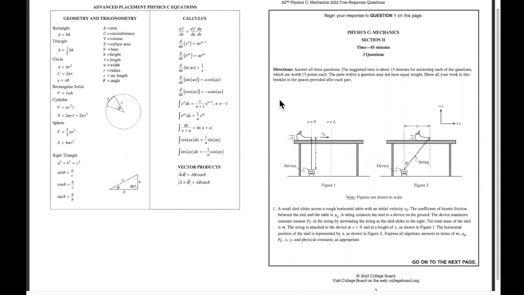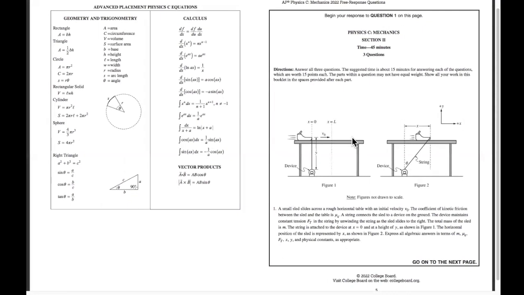So for question number 1, again, a very similar situation here. A small sled slides across a rough horizontal table with some initial velocity. There's some kinetic friction. And the device that is attached to the ground maintains constant tension in the string by unwinding the string as the sled slides to the right. Essentially, what we need to do is express a bunch of answers in terms of different constants for the problem, as well as the value of x, which can vary from 0 to L here.